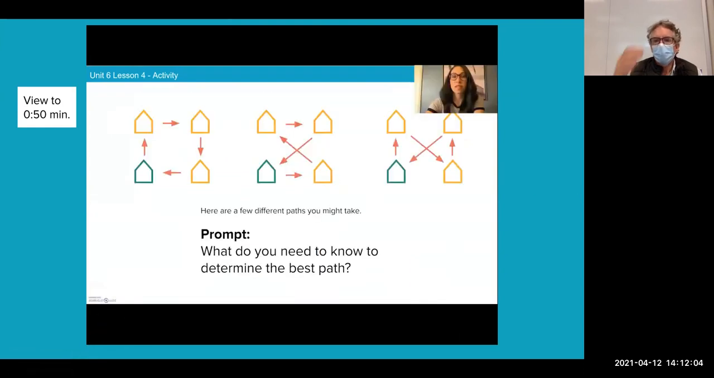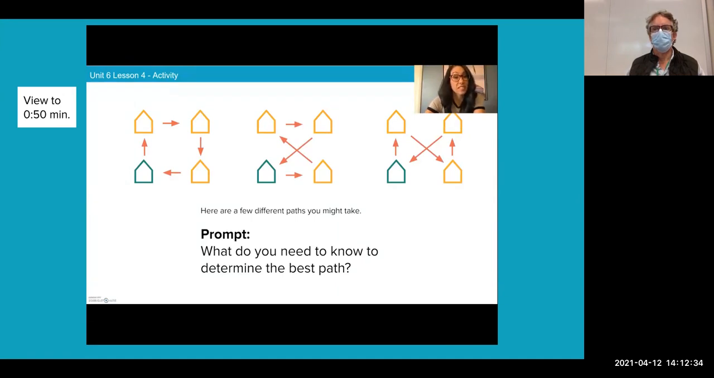Welcome back. So here's just a few of the multiple paths that you could have come up with. You may have similar ones, and you probably have more than what I've got here. But what do we need to know to determine the best path? So think for a moment on that question. Looking at just these 3 paths on the screen, how do we know which one's the best or the quickest? What do we need to know?